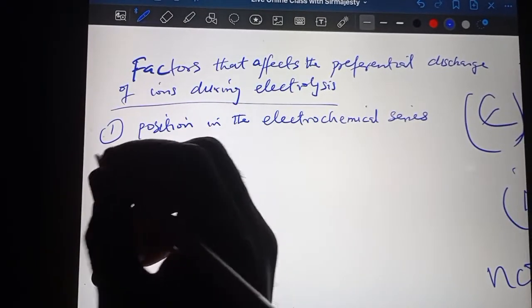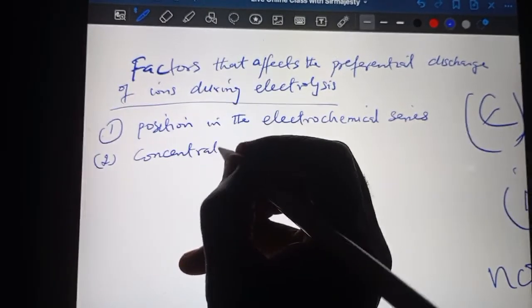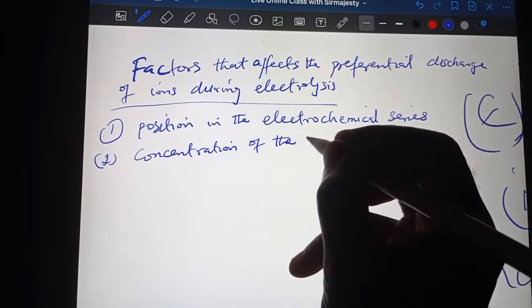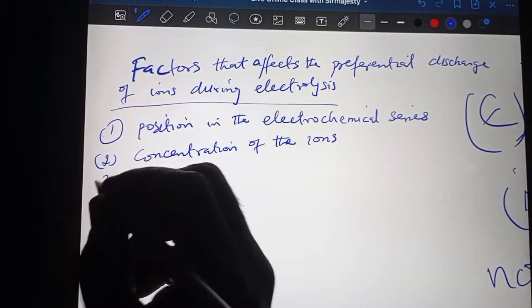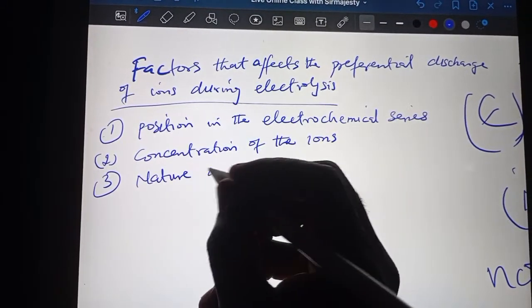Then number two is concentration of the ions. Then the last one is nature of electrodes.